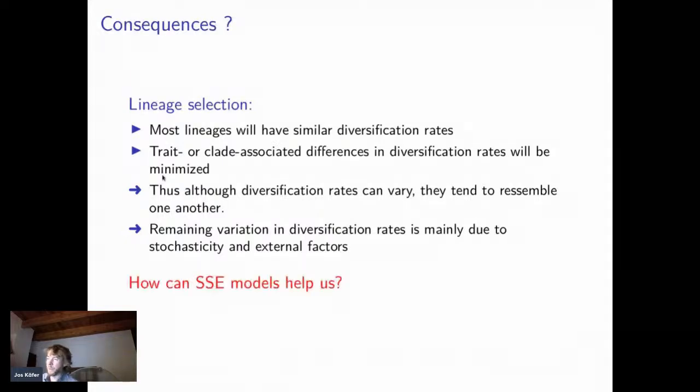So my question then is how SSE models can help us answer these questions and explore this. Of course, they are very helpful in thinking about these, but I don't know how they would help us in this scenario of lineage selection. So I don't have an answer here.